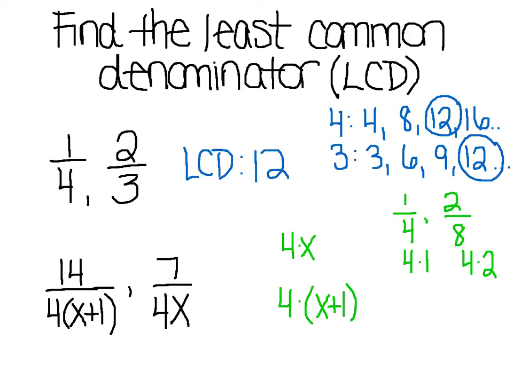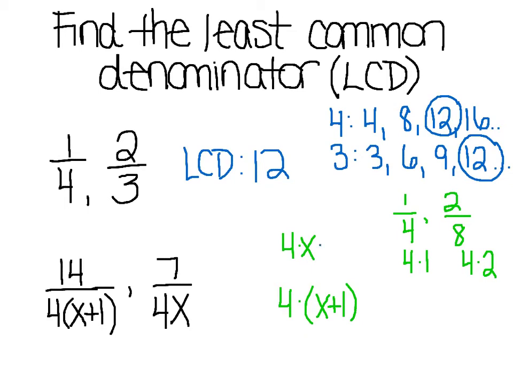So what I'm really looking for is what can I multiply each one of these by so they have the same denominator. So you're kind of looking for the missing factors of each part. I have an x here that I don't have down here, and I have an x plus 1 down here that I don't have up here.